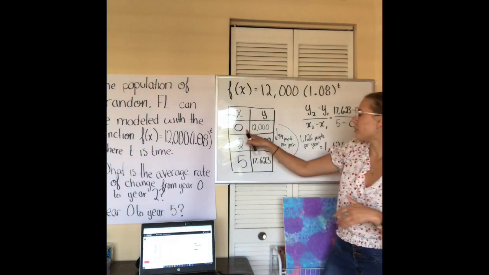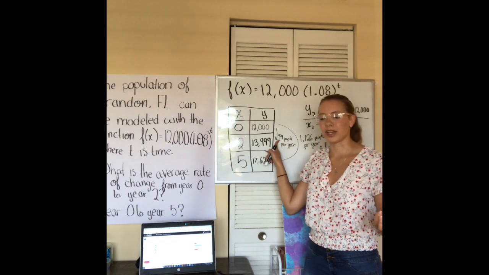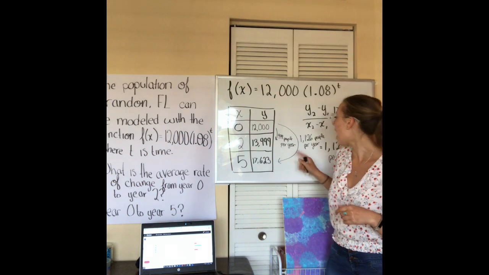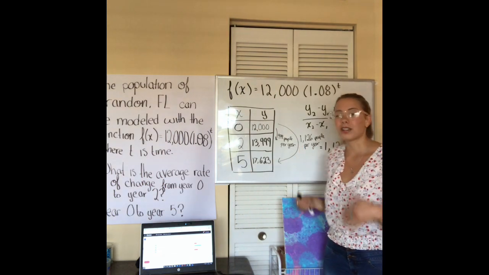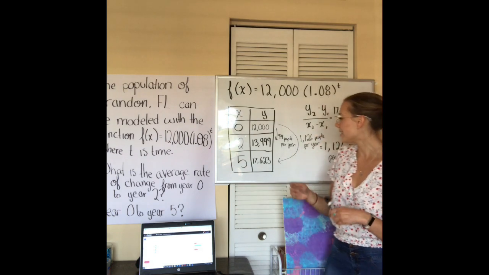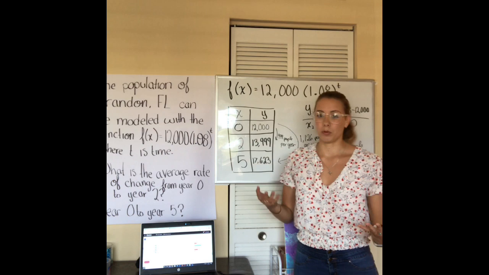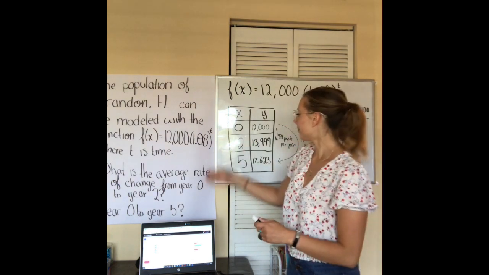On average, between year 0 and year 2, 999 people per year moved there. On average, between year 0 and year 5, 1,126 people moved there. And that's because more people moved to Brandon between years 4 and 5 than they did between years 0 and 1. So that was this question.